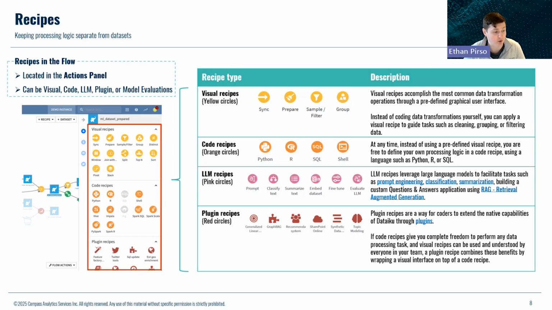Then there's also LLM recipes. So these are visual recipes that leverage LLMs to accomplish tasks like summarizing text or performing sentiment analysis or emotion analysis. And then finally, plugin recipes. These are a fantastic way for a Dataiku developer to extend the native capabilities of their code recipes.